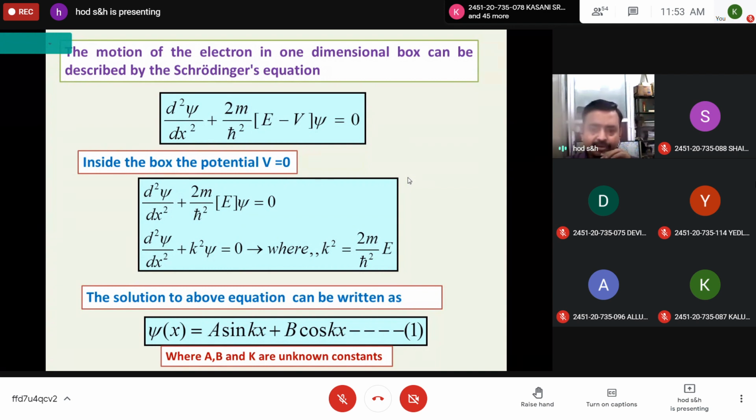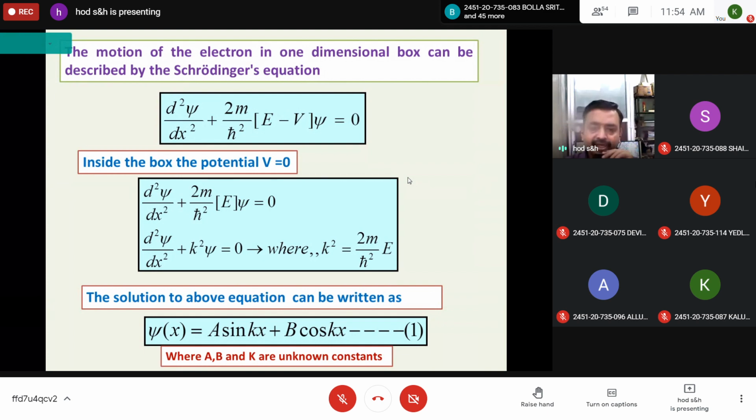But V is equal to 0 inside the box. So, you will be getting ∂²ψ/∂x² + (2m/ħ²)ψ = 0. Let us assume k² = 2m/ħ². Then it becomes ∂²ψ/∂x² + k²ψ = 0. Now, the solution for the above equation is ψ(x) = A sin kx + B cos kx, where A, B are unknown constants.